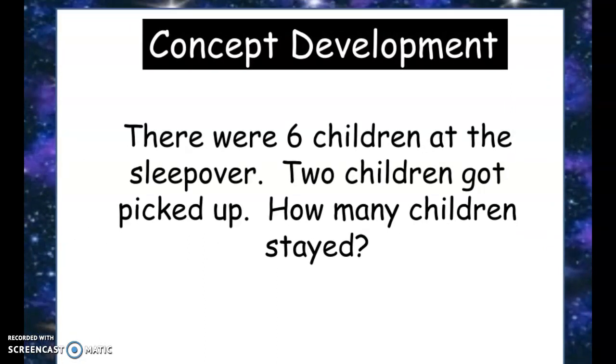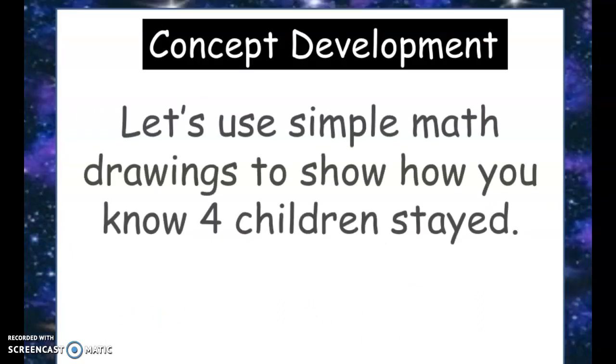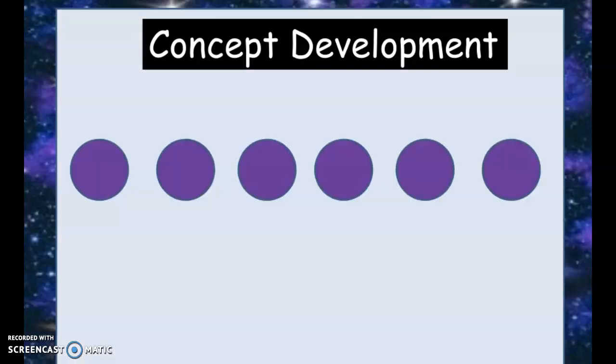There were 6 children at the sleepover. 2 children got picked up. How many children stayed? I bet you got it. Let me go down to the next picture. There's our picture. Altogether our total number was 6, but only how many were left? Did you get it? Let's use simple math drawings to show how 4 children stayed.